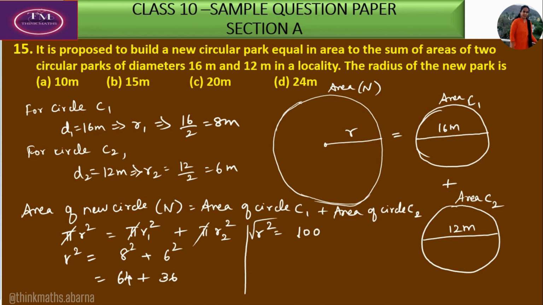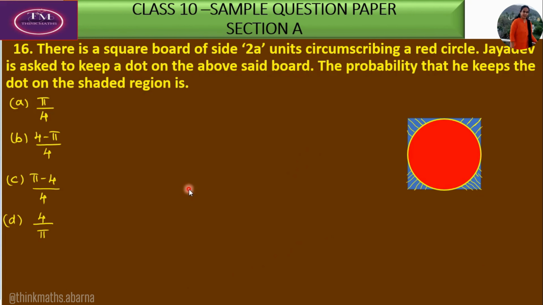So taking square root on both sides, the power 2 and square root get cancelled. So R will be equal to the square root of 100, which is 10. Radius will be positive. So R is equal to 10 meter. So option A is our right choice. So the radius of the new park will be 10 meter. Okay, children? So moving on to the 16th question.